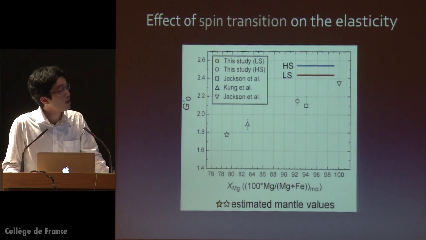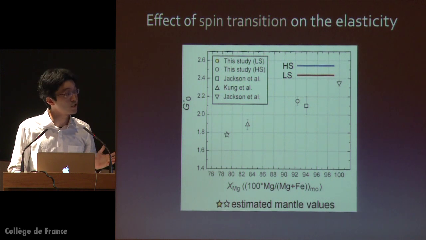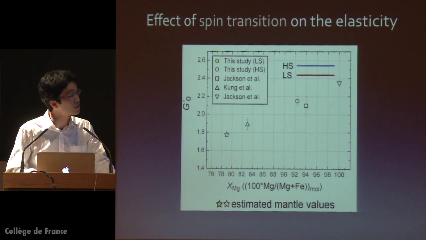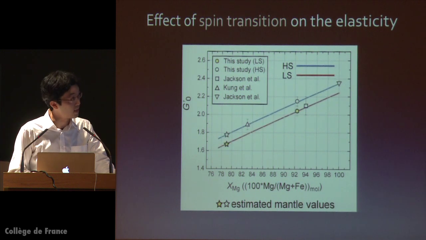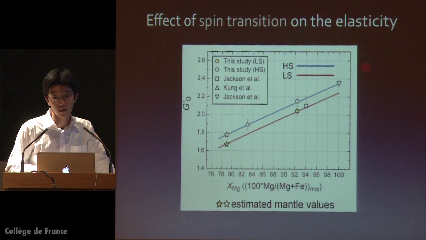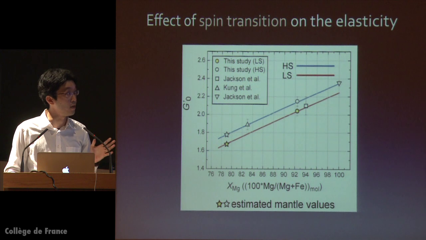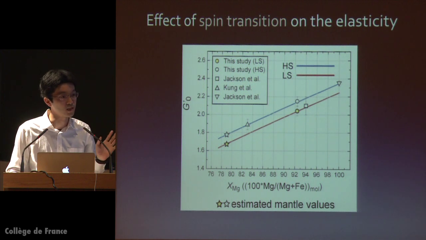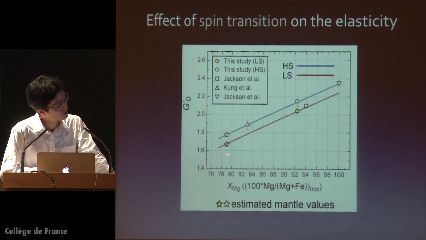Based on the finite strain fits, we determined the compositional dependence of the iron on the pressure derivatives of the shear modulus, both for high spin and low spin, like that. And with those trends, we estimated the representative mantle values of the pressure derivatives of the shear modulus for both high spin and low spin, as shown by these stars.